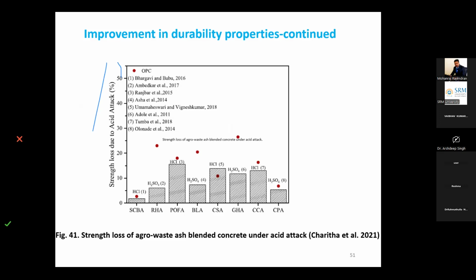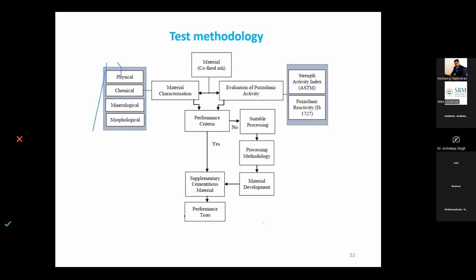Then similar to this, we can say there is improvement in concrete under acid attack. The strength loss due to acid attack was reduced when these ashes were used. So overall, the test methodology for any co-fired ash or any bagasse, sorry, biomass ash is that we have to do material characterization. Then we have to evaluate pozzolanic reactivity. Then we have to see whether it satisfies the performance criteria of different codal guidelines, whether Indian or any other country. If yes, then we can use it as a supplementary cementitious material.